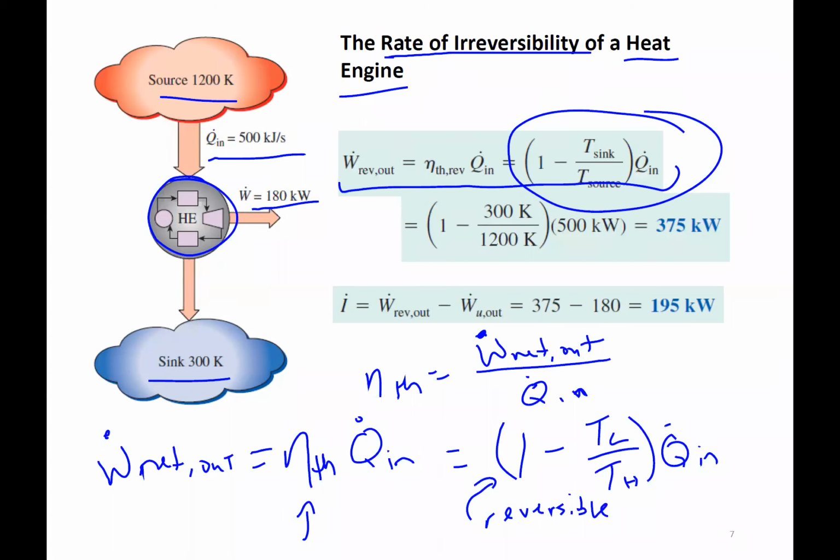So we substitute in our given values of the source, the TH, and the sink's TL, and we get that the reversible work out should be 375 kilowatts, right? We're actually getting 180, right? So if we subtract 180 from 375, our rate of irreversibility, or our wasted work, is 195 kilowatts.